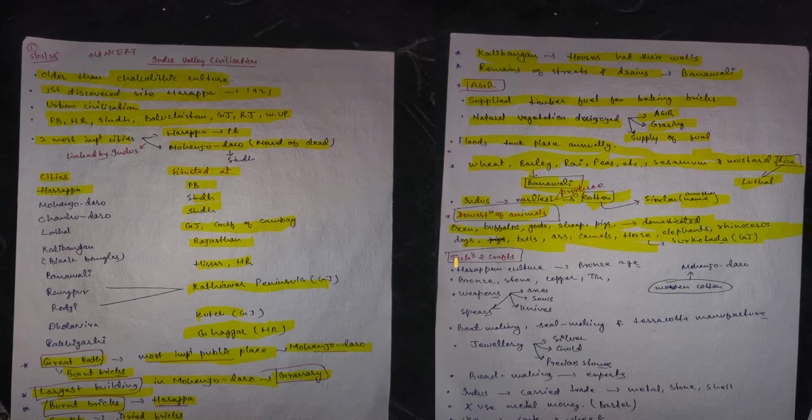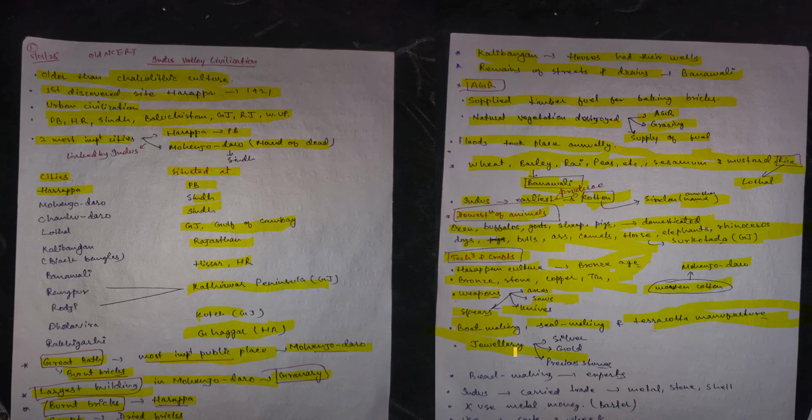Technology and crafts. Harappan culture belongs to the Bronze Age. Bronze, stone, copper, tin. These were the metals known to the Harappan people. Woven cotton has been recovered from Mohenjo-daro. Weapons: axes, saws, knives, spears. They were expert in boat making, seal making, and terracotta manufacture.